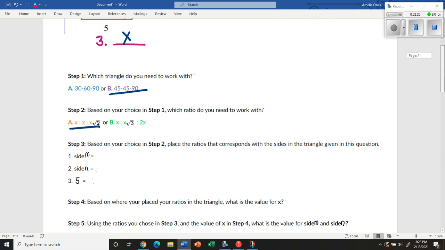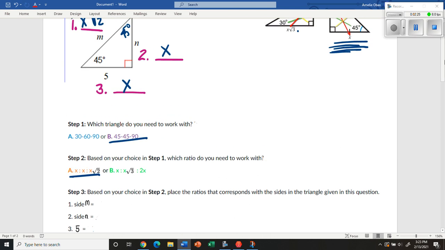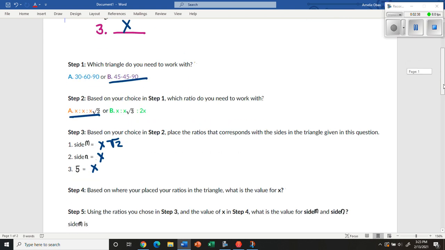So then down there, for step 3, there are going to be multiple drop downs, and you need to figure out which one goes with which. For side M, you would choose x square root of 2. For N, you would choose x. And then for 5, it is x. All right, going on to step 4.